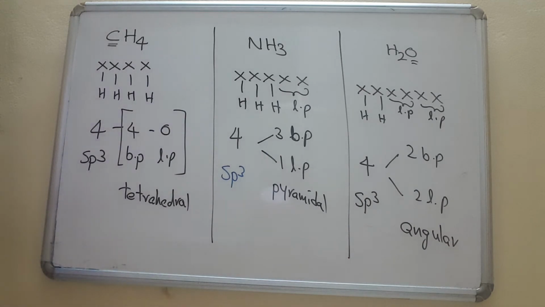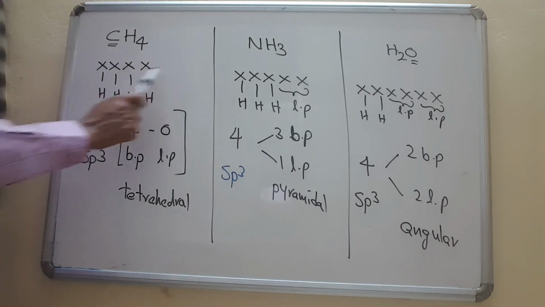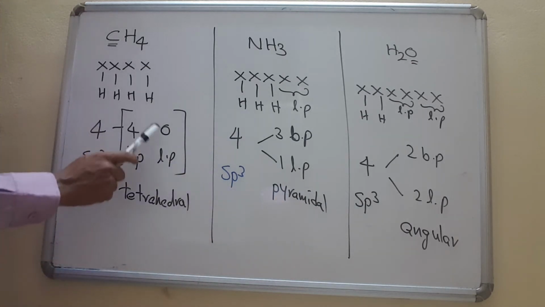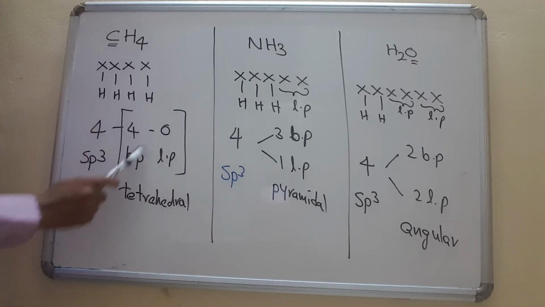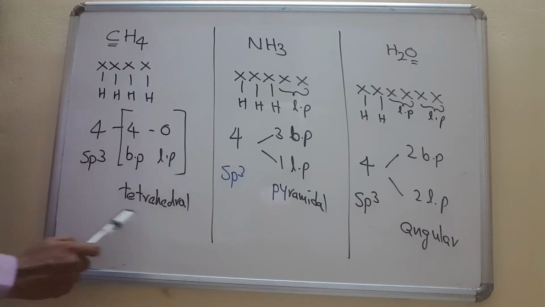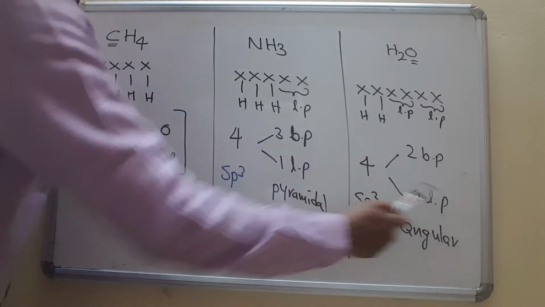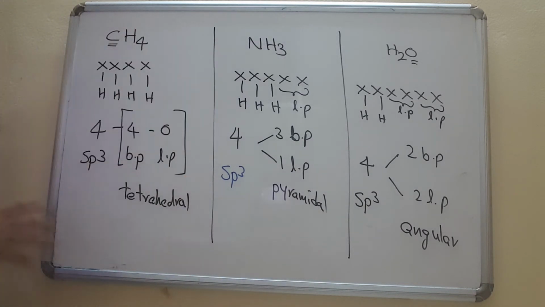Based on the table, if you find the total electron pairs, hybridization can be predicted. Based on the number of bond pairs: 4 bond pairs, 0 lone pairs, it is tetrahedral. 3 bond pairs, 1 lone pair, it is pyramidal. 2 bond pairs, 2 lone pairs, it is angular. Okay, so that is about 4 pairs. Then we go for the next.